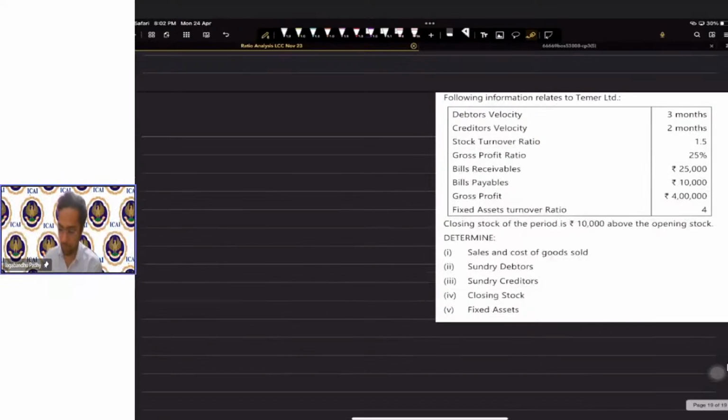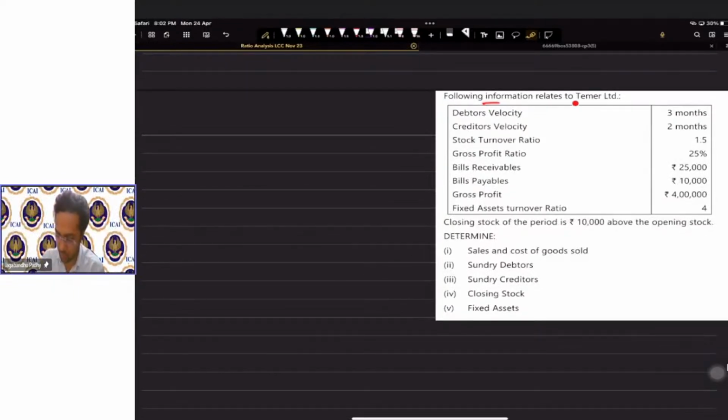From the following information of Temer Limited, we have the debtor's velocity as 3 months. Understand this debtor's velocity is nothing great, but it is just the debtor's collection period. Creditor's velocity is nothing but creditor's payment period. Stock turnover ratio is given, gross profit ratio is given, bills receivable is given, bills payable amount is given, gross profit is given, fixed asset turnover is also given as 4.